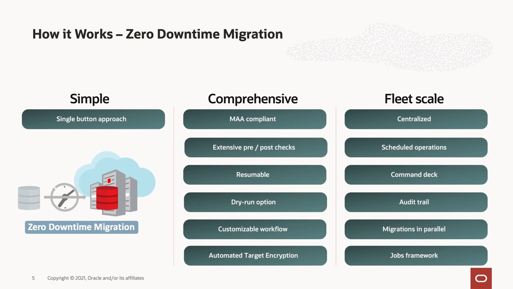We also take care of the encryption of the target, because we understand not all source databases are TDE enabled and encrypted by default. So if your source database is not encrypted, that's fine. We take care of that at the target level, since all databases in the cloud are encrypted by default. The product scales to a fleet level, so you can have multiple databases. We can migrate single instances, RAC databases, RAC One Node, and multiple databases at the same time.